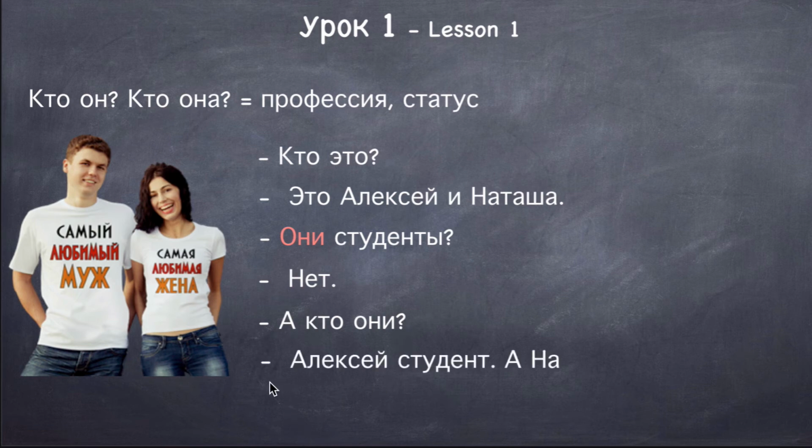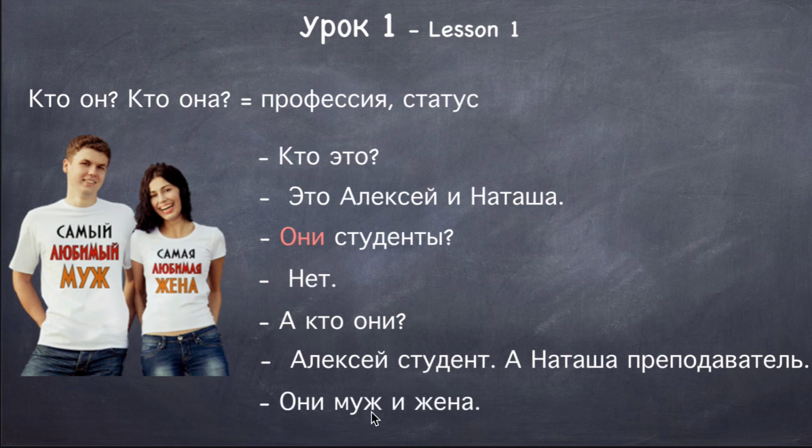Let's see. Алексей студент, а Наташа преподаватель. Преподаватель. She is a teacher. So he turns out to be a student and she is a teacher. Они муж и жена. They are husband and wife. Муж и жена.